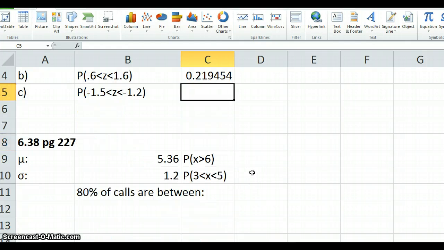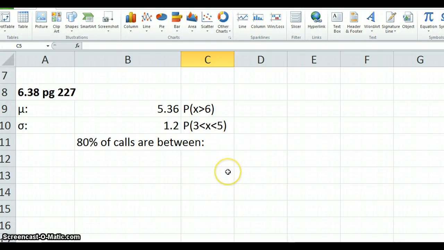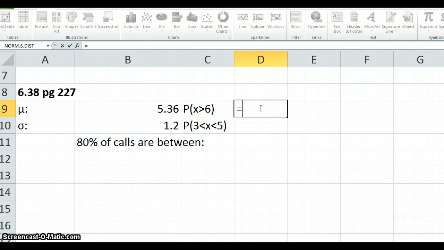Now moving down to question number 6.38, on page 227. This is some data about cell phone calls, and this is giving us a non-standard normal curve, in other words, a normal curve where mu doesn't equal 0 and sigma doesn't equal 1. So we have to translate these scores into z-scores, but fortunately Excel's norm distribution will do that for us. So again, I'm going to do equals, and notice I've got a probability that the length of a call is greater than 6.